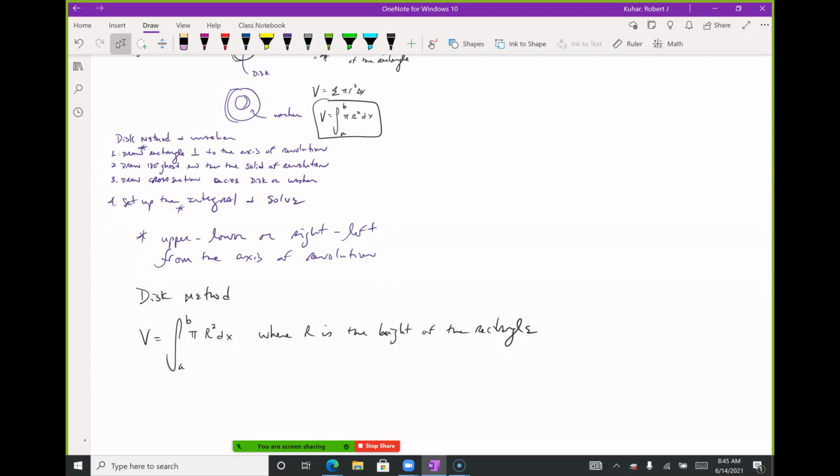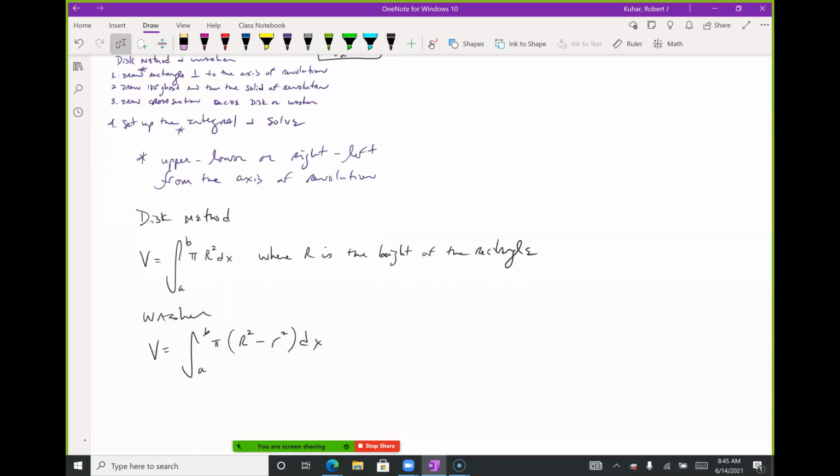But if I think about the washer method, it's still a pi r squared, but then I have to cut out an inner circle, right? So for my washer, I get the integral from a to b of pi times capital R squared minus little r squared dx, or dy, depending on the way I've got it set up. Remember, when I draw my rectangles, I'm going to decide: if they're vertical, I'm integrating with respect to x. If they're horizontal, I'm integrating with respect to y.